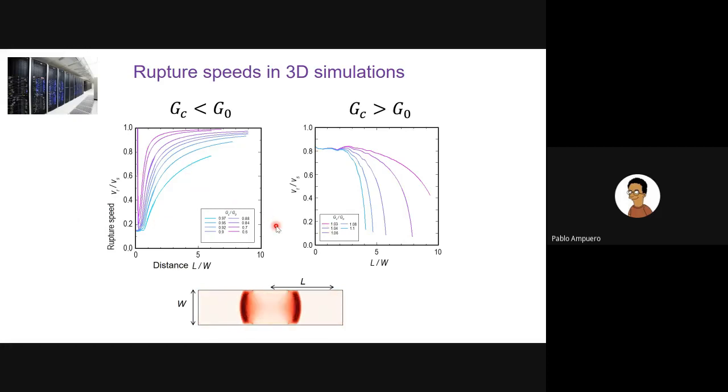And here are some of his numerical results. Here is the rupture speed on the vertical axis as a function of distance in examples where the potential energy is larger than the dissipated energy, and in the opposite situation too. In the former, because the available energy exceeds the dissipated energy, the rupture can accelerate, so the speed goes up. And the opposite happens in the opposite situation. The speed goes down, the rupture decelerates, and eventually stops.